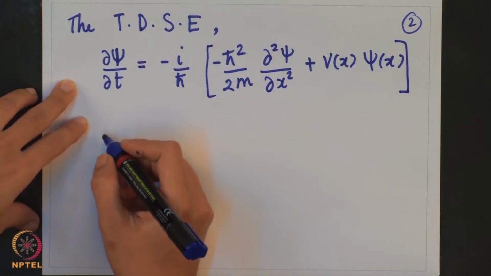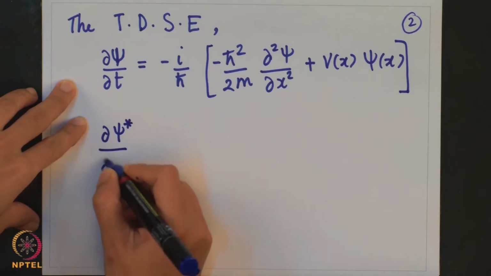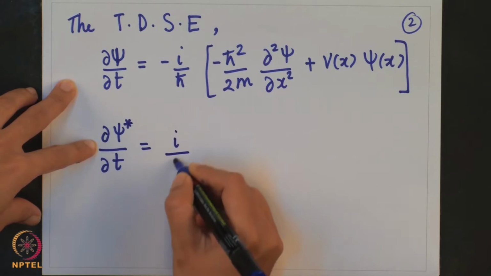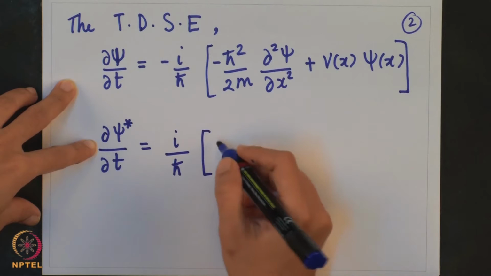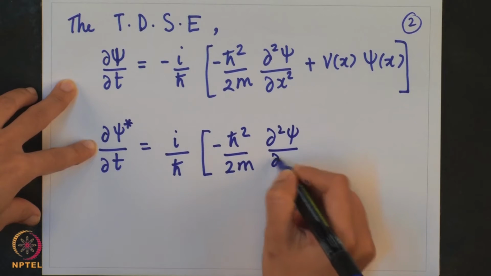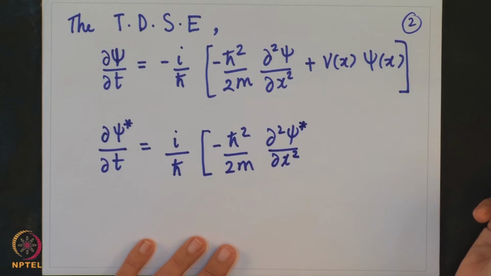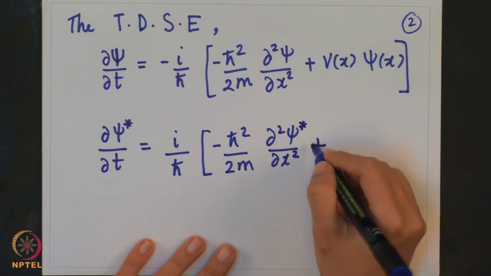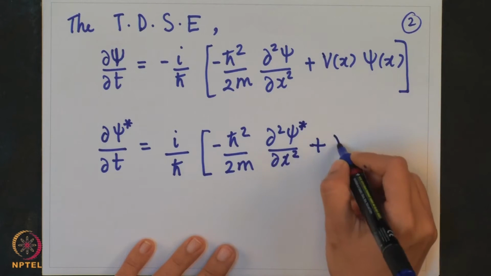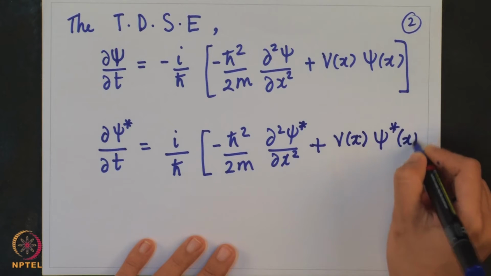What I do here is I just take the complex conjugate. So when I take the star, this minus will become plus. So I have minus i h cross dou psi star by dou t equals minus h cross square upon 2m del square psi star by del x square, plus the potential. In this problem, in part A, the potential is real, so V of x is equal to V of x star. It will remain as V of x and we have psi star of x.